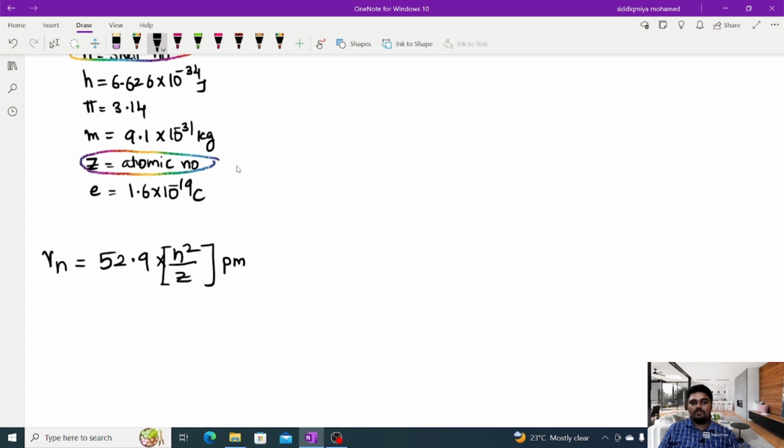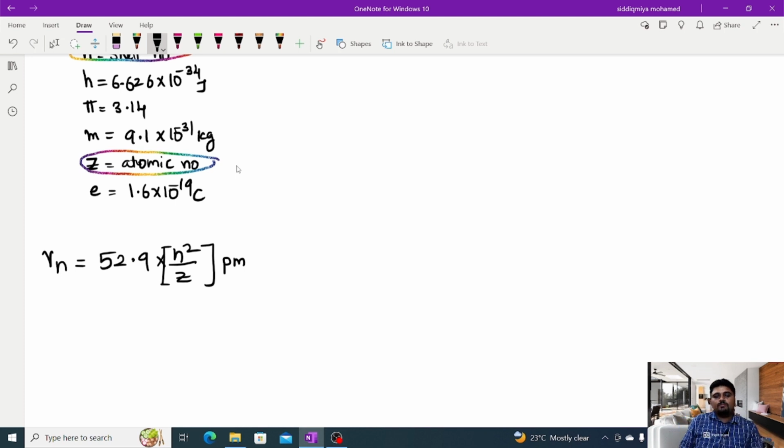radius is directly proportional to n square. If shell number increases, radius increases. We know, first shell is near, second shell 2 square is 4, 3 square is 9, so 9 into 52.9, like that. So as n value, the principal quantum number, increases, radius increases. Here n means shell number, nothing but the principal quantum number, right?